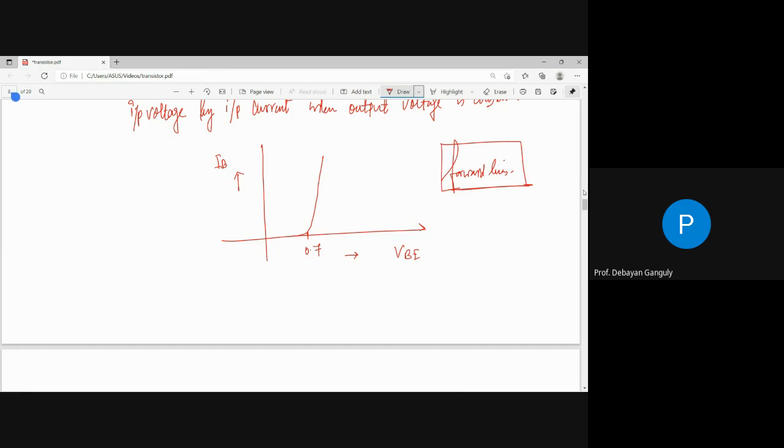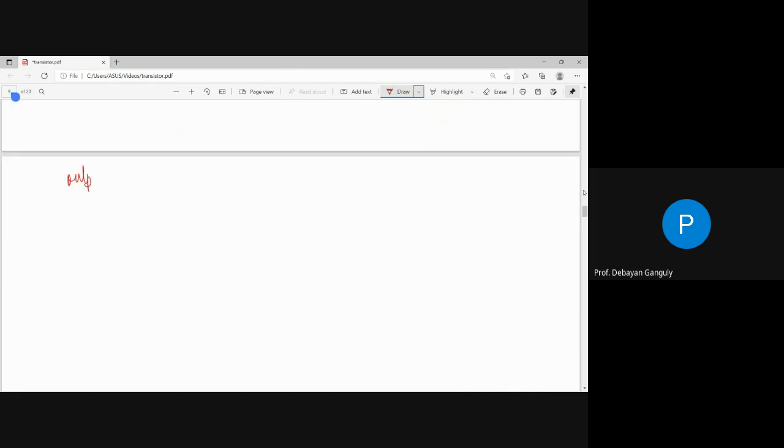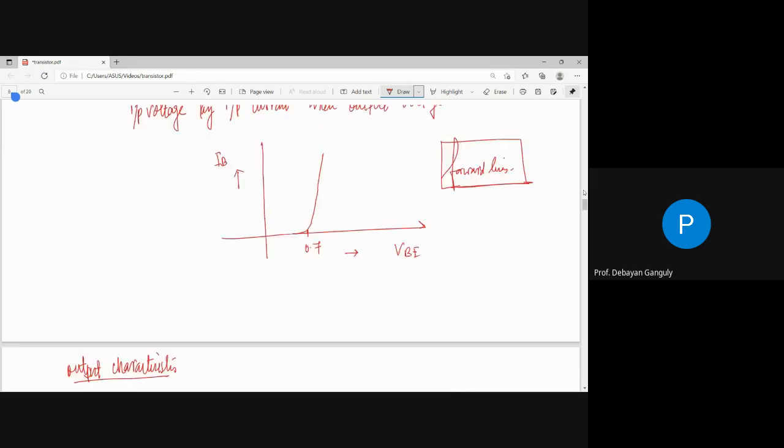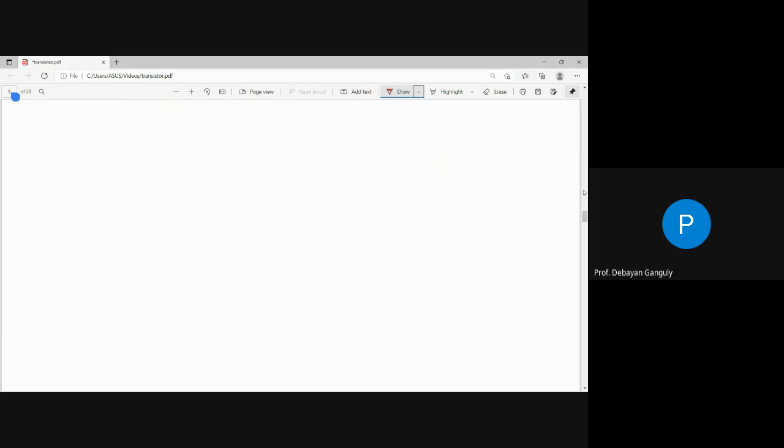But you have to understand the thing that is called the output characteristics. In input characteristics, the input voltage is VBE, the input current is IB, and the output voltage is VCE, right? That means VCE is fixed. And what is the output characteristic? Same as output voltage versus output current, right?